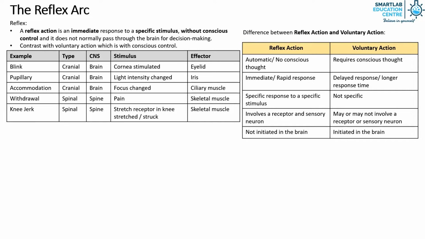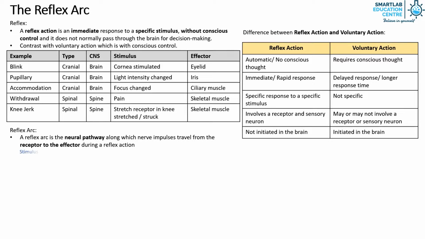Now, let's take a look at the reflex arc. A reflex arc is the neural pathway along which nerve impulses travel from the receptor to the effector during a reflex action. The general pathway is as such. There is a stimulus, which is detected by a receptor. The sensory neuron transmits the nerve impulse to the CNS, which transmits the nerve impulse to the motor neuron and then to the effector, where a response is carried out.